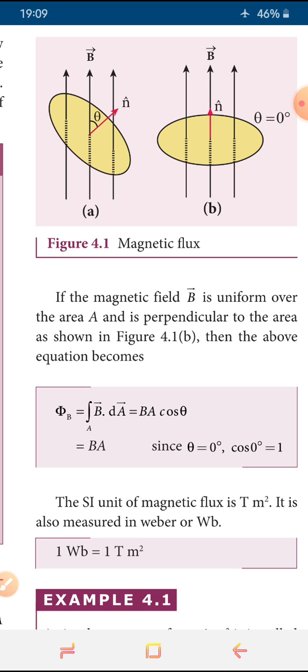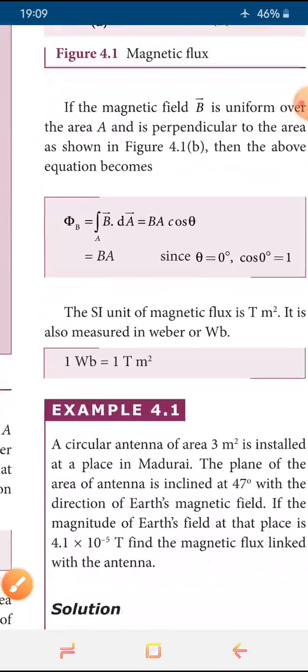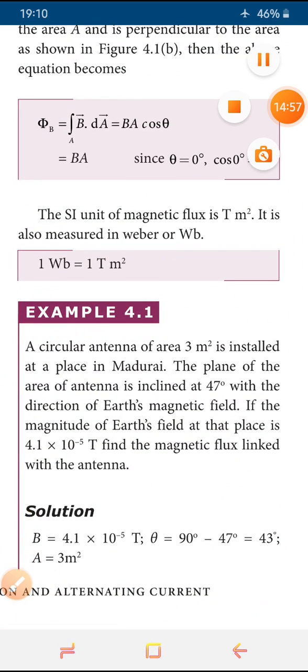Suppose the plane normal and the magnetic field have the angle theta. If theta is equal to 0, the dot product we can write as BA cos theta. Then theta is 0, cos 0 will become 1, the answer will become BA. Suppose it is exactly perpendicular, then theta will become 90 degrees, cos 90 will become 0, then there is no magnetic flux. The SI unit of magnetic flux is Tesla meter square, and we can also say it with the unit Weber. Then 1 Weber we can write as 1 Tesla meter square. This is about the definition of magnetic flux.